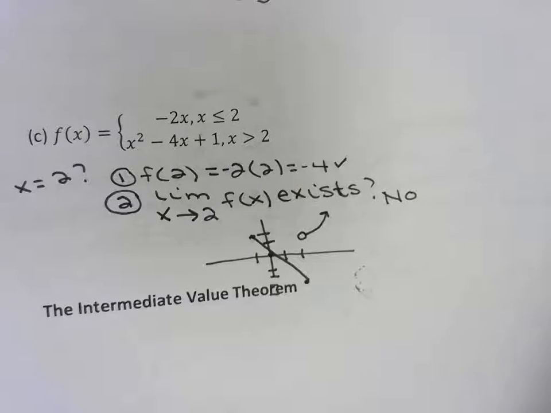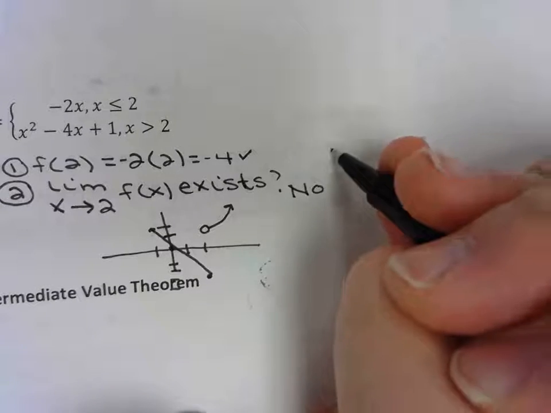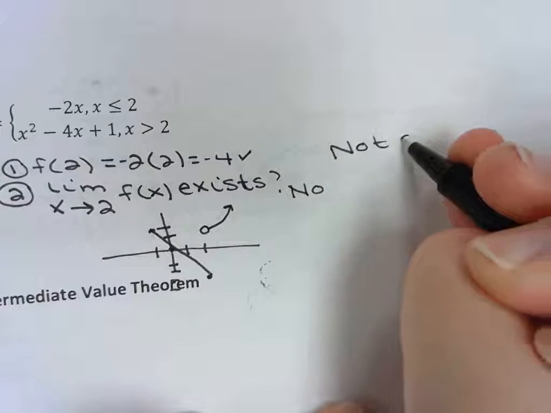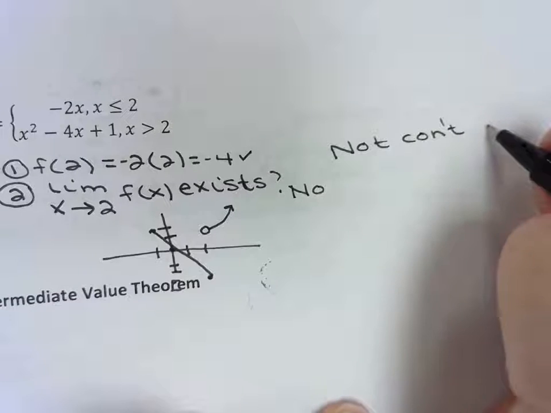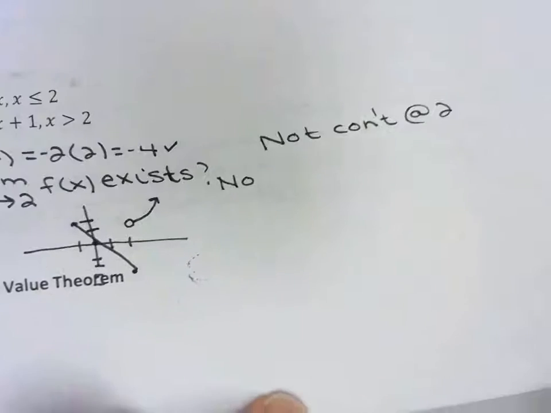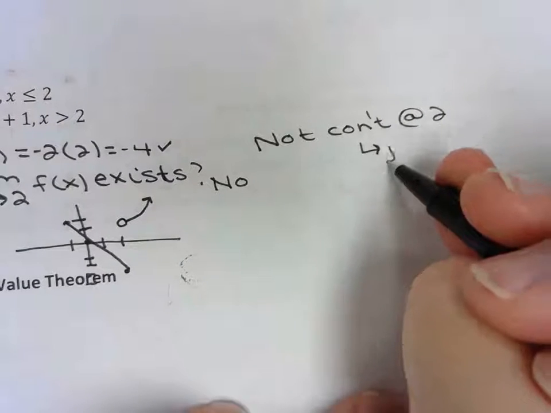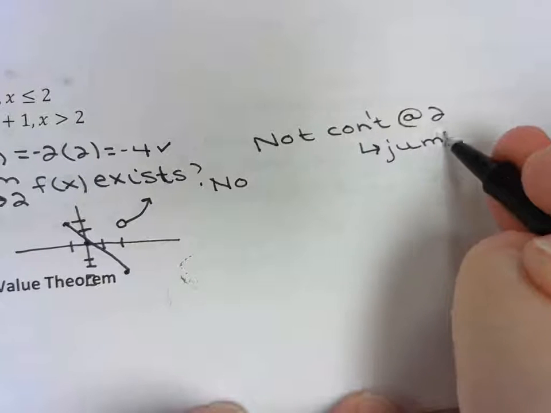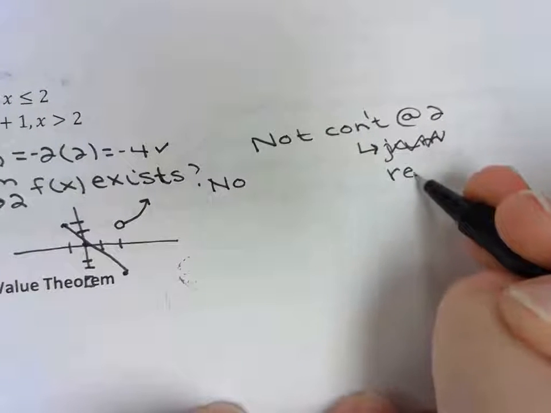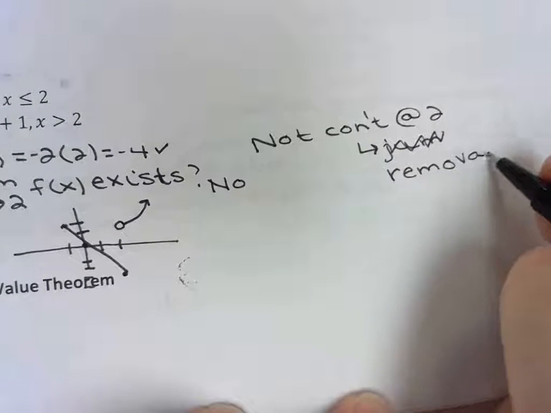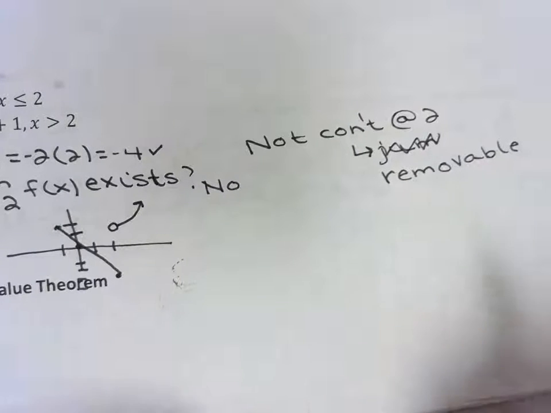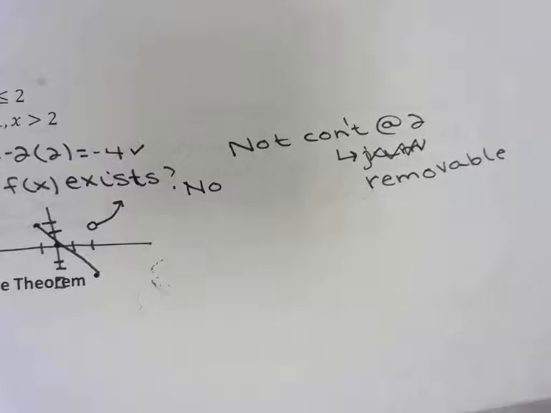So find the x values at which f is not continuous. Not continuous at 2. And that would be a, not jump, discontinuous, removable. Anytime I have an open circle, which I would, because I have x just greater than 2 and not equal to 2, that is removable. I'm not too picky about it, but that's considered removable.